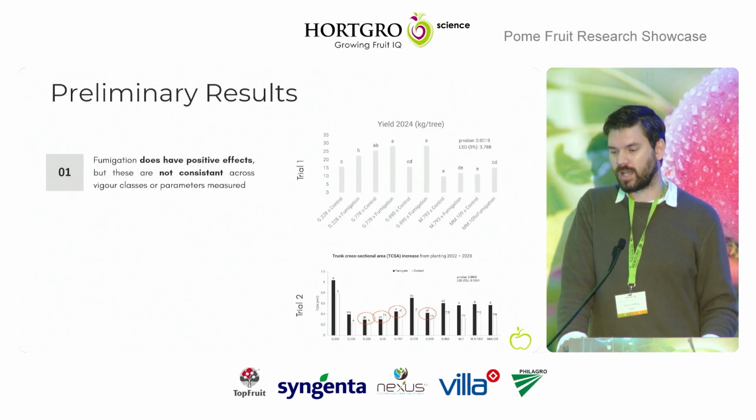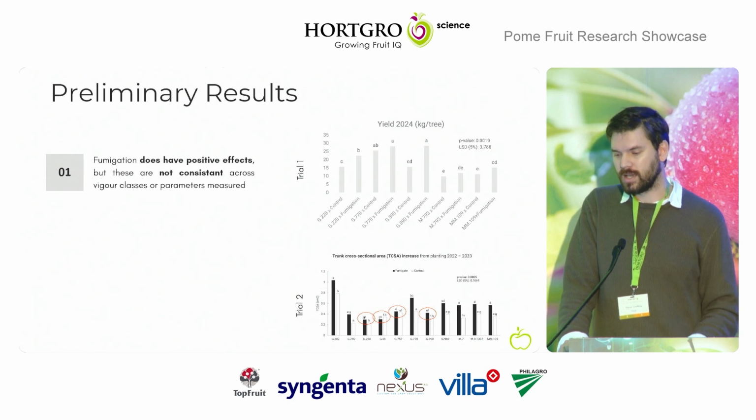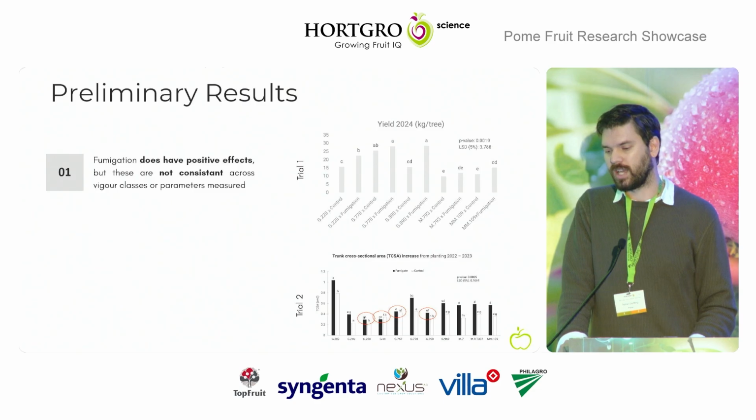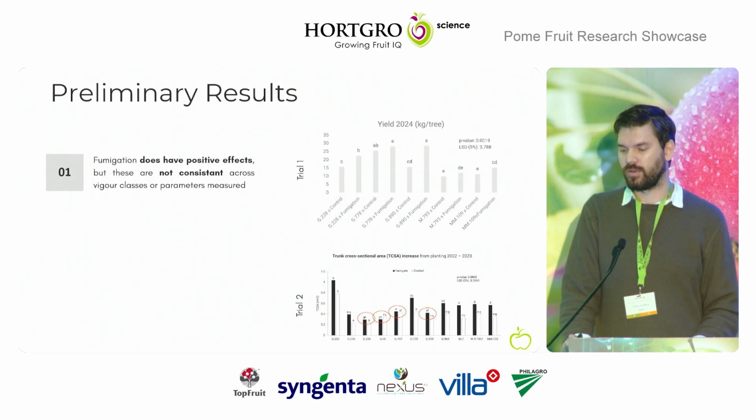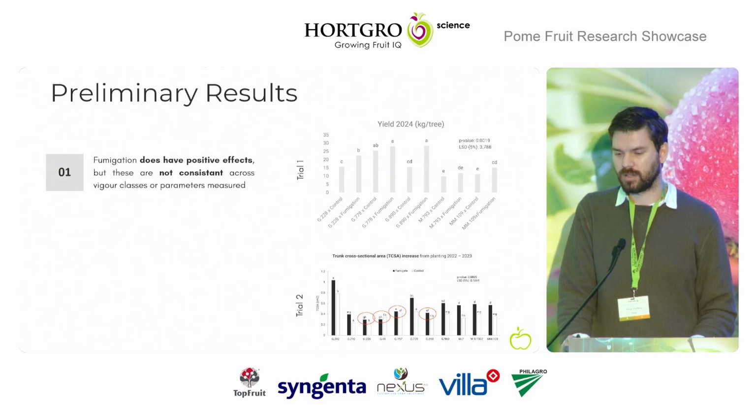In trial 2, we also see that not all of the rootstocks were significantly affected by fumigation in terms of the trunk cross-sectional area increase for the first year. I've circled in red the rootstocks where fumigation didn't significantly increase the trunk cross-sectional area growth for the first year. So fumigation again is not consistently having an influence on that parameter.